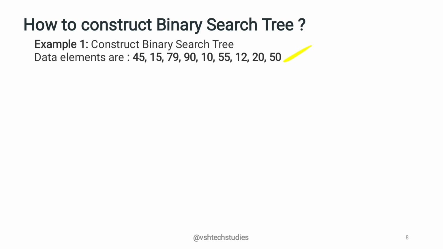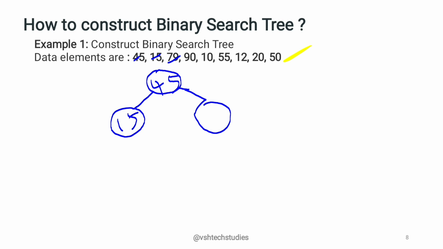So this rule has to be followed. Let us start constructing the binary search tree for this data. First taking 45. So this node has the value 45. Next comes 15. 15 is smaller than 45, so it should go to the left child of this. Next 79. 79 is greater than 45. It should come as the right child of this.